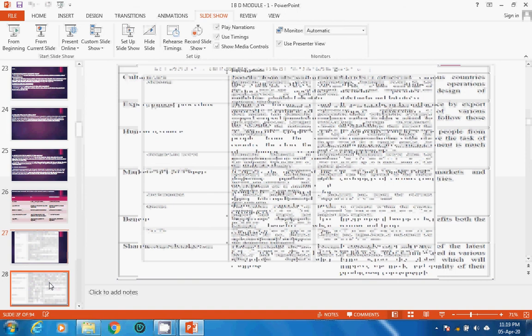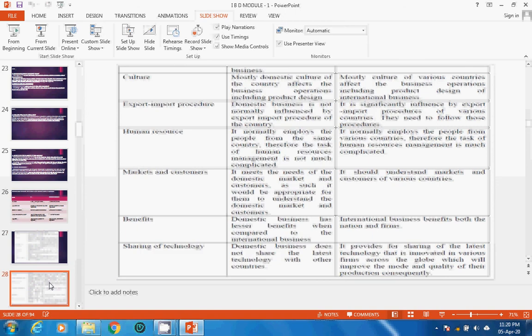Human resource. Domestic business employs people from the same country, the same economy. Therefore, the task of human resource management is not much complicated in domestic business. Whereas in international business, firms employ people from various economies. Therefore, the task of HRM is much more complicated because an MNC is hiring people from India and deploying them to the African market. So it is very difficult to manage the HR because of different cultures, different traditions, all those things.